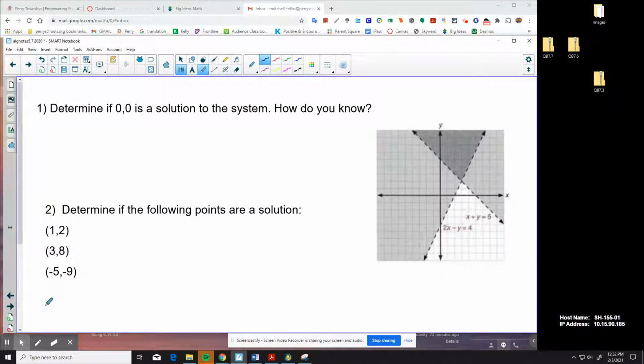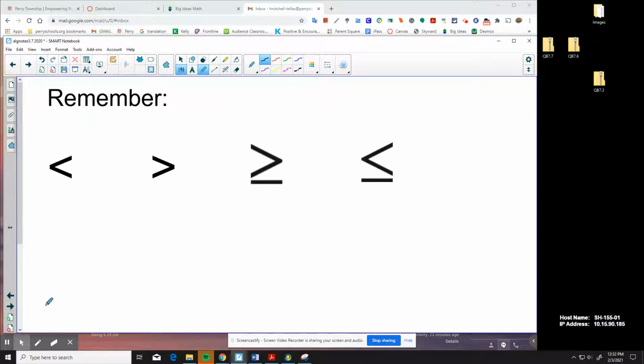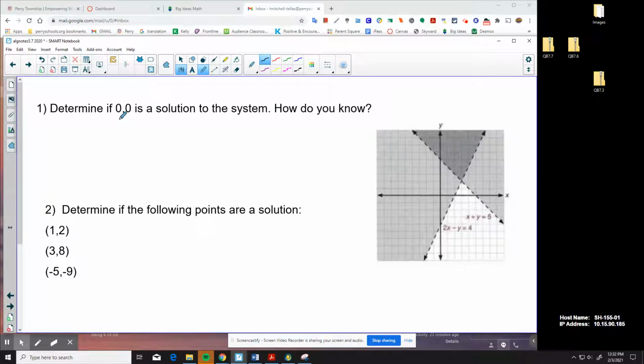So if I want to determine if 0, 0 is a solution to the system and I have the actual picture already, I just plot the 0, 0. So if 0, 0 is right here, the solution is up here where it's darker shading. So this is the only part of the solution that's true. So 0, 0 would be no, because although it's shaded here on this side of this line, it's not shaded up at the top where there's dark shading. So the solution to the system is where it's dark shaded.